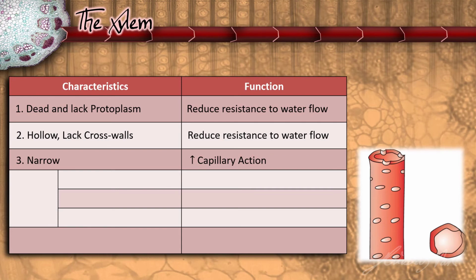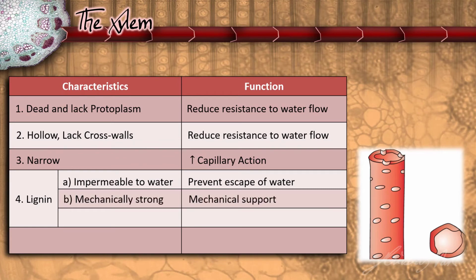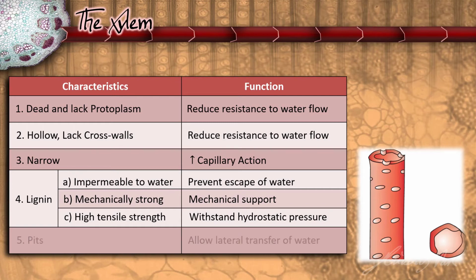It is narrow, which allows capillary action. This will slightly be touched on in the next video. There is also lignin, which is waterproof to prevent water from escaping. It is very strong, so it provides mechanical support for the plant. And it has high tensile strength, therefore it is able to withstand the hydrostatic pressure of the water that is flowing up. And lastly, there are pits to allow lateral transfer of water.